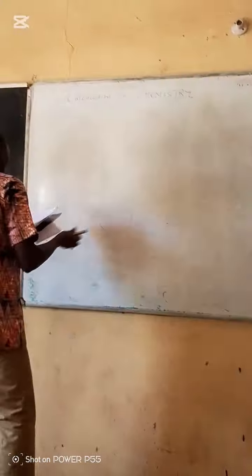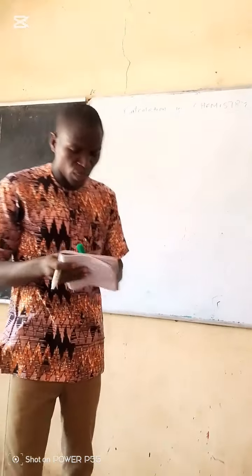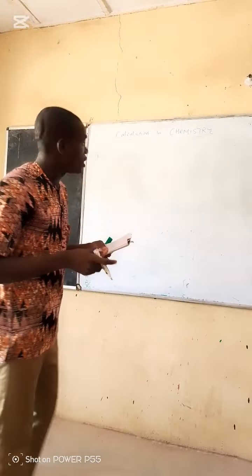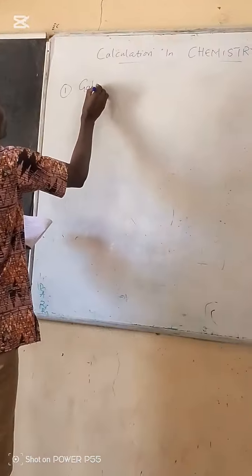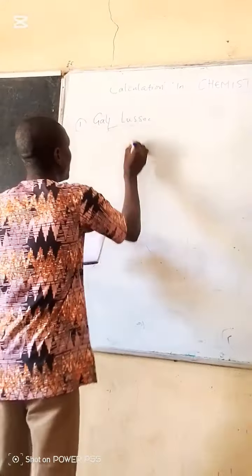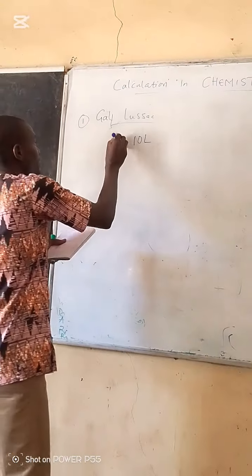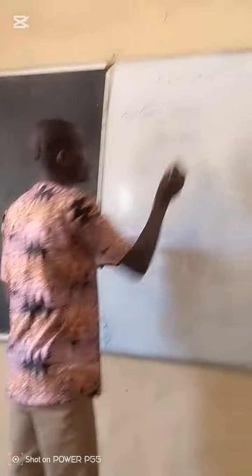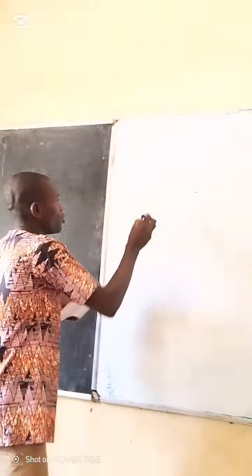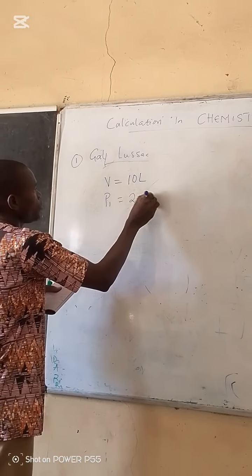So one of the questions I sent yesterday was a question on Gay-Lussac's law. The question asked that a gas in a container of volume 10 liters. Sorry, I will not write the question. I will just write out the parameters. So volume, 10 liters. And pressure, first pressure, that's P1, is 2.0 atm.